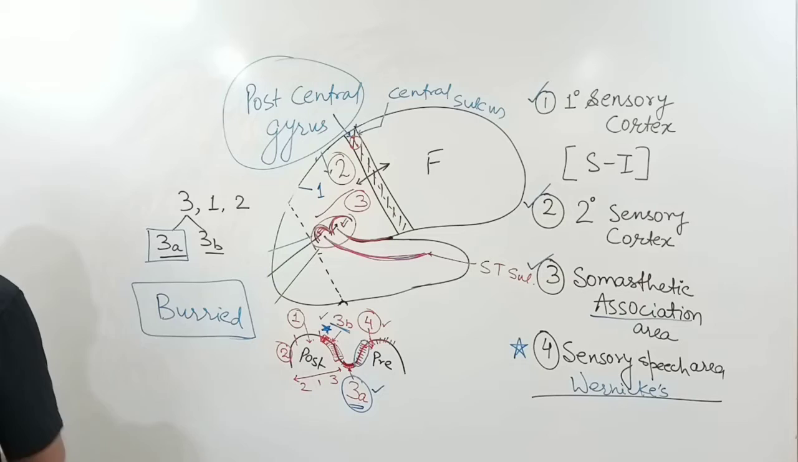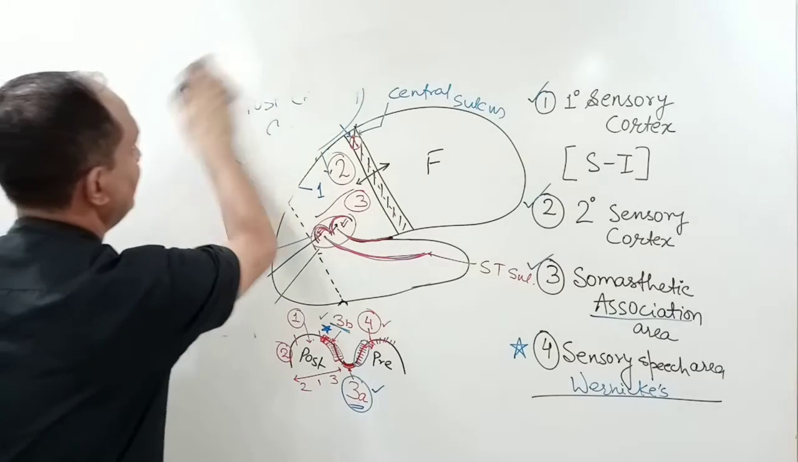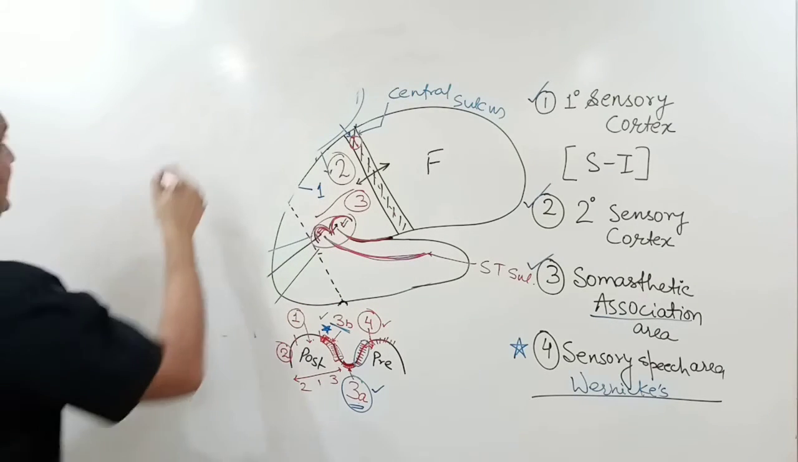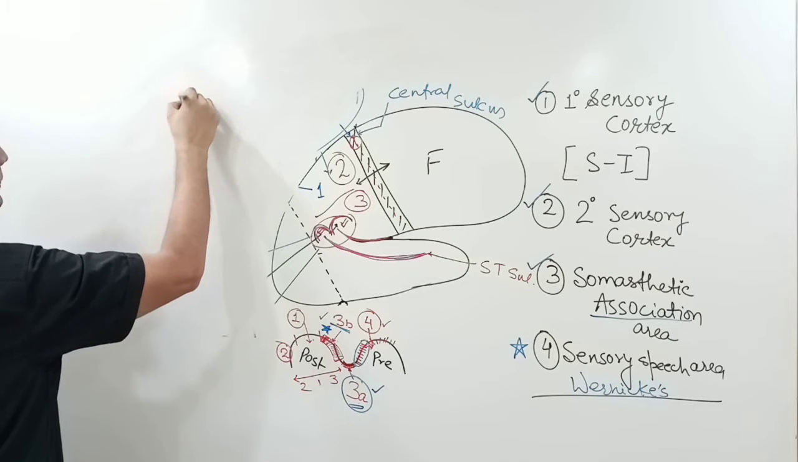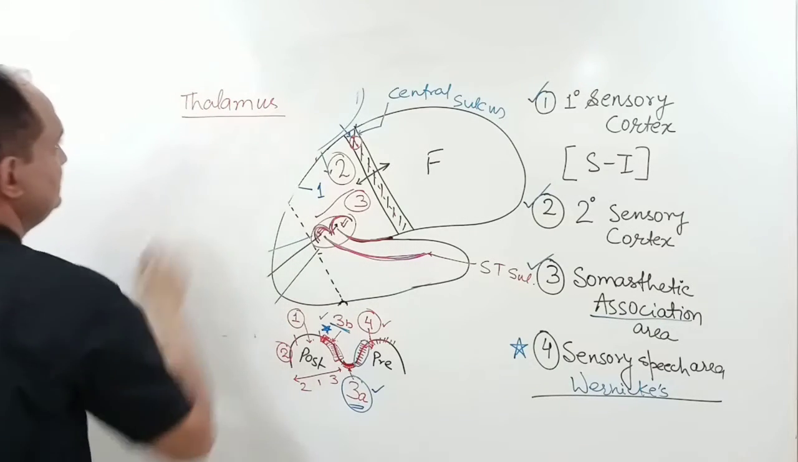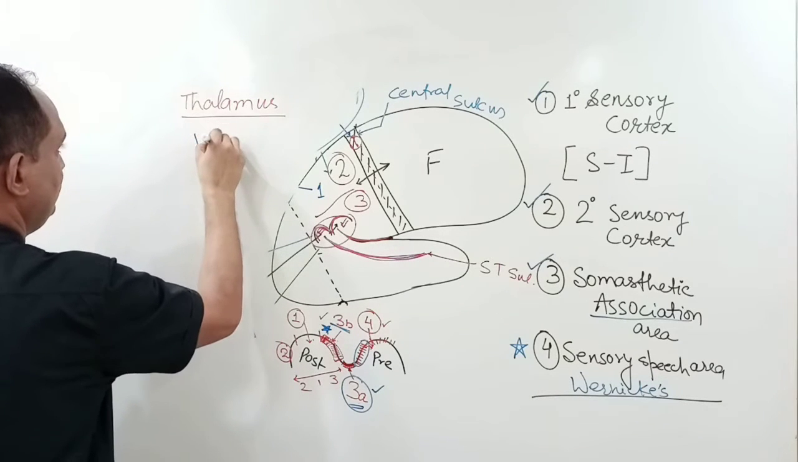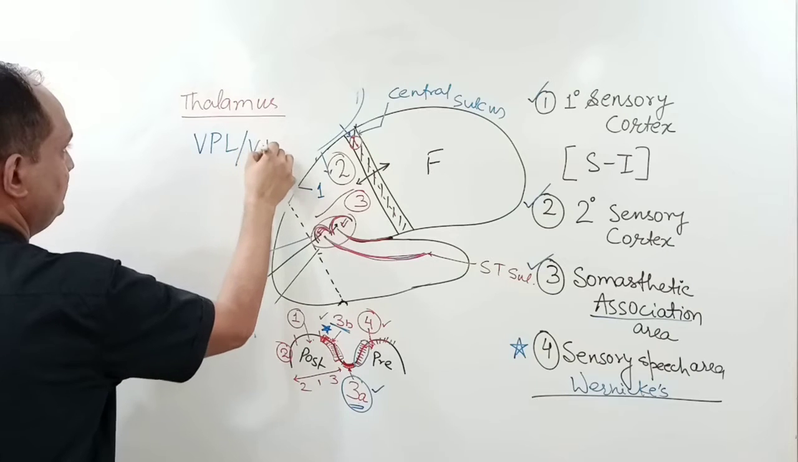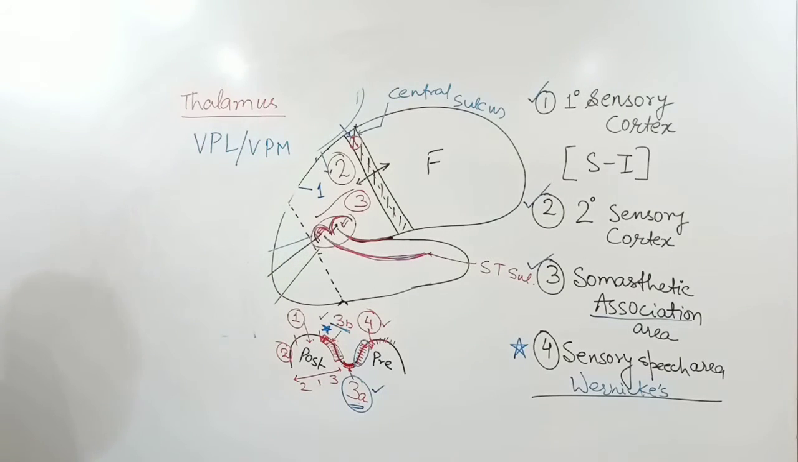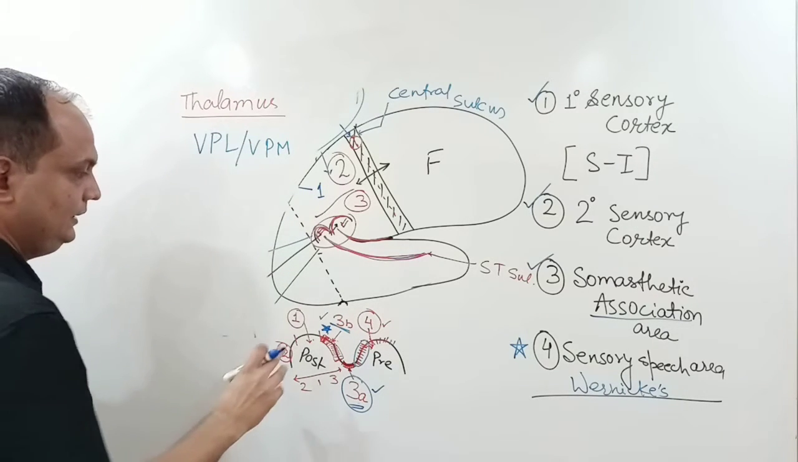Now what are the fibers and what are the functions of this area? The first important thing is that this area receives the main input from the thalamus, the thalamocortical fibers. These thalamocortical fibers come from the ventroposterolateral and ventroposteromedial nuclei of the thalamus.